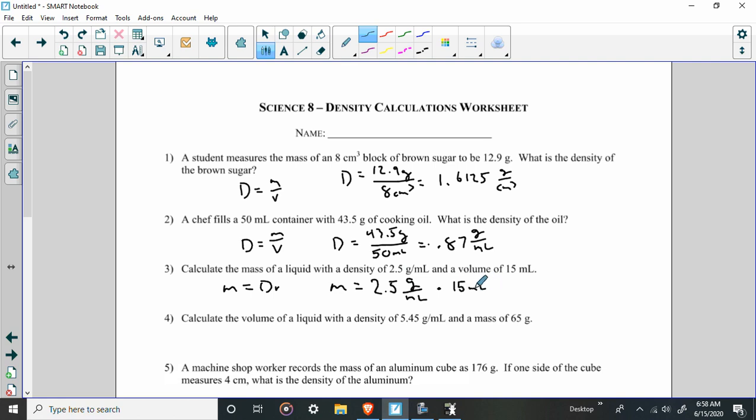Okay, notice that this is milliliters on the top of a fraction. You have milliliters on the bottom of a fraction here. They cancel out. Okay, and 2.5 times 15 is going to be 37.5. Break out a calculator for that if you need to, and grams, right? Again, the milliliters cancel out. You have milliliters on the top, milliliters on the bottom. All that's left is grams.